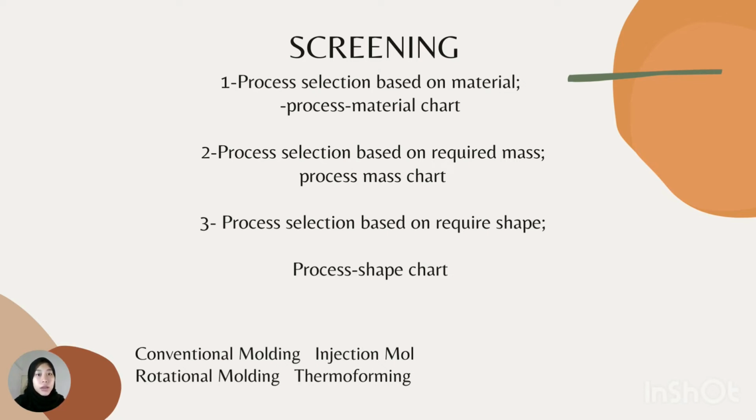To establish the screening process, we do the process selection based on 3 different charts: the first one is the process material chart, the second one is the process mass chart, and the third one is the process shape chart. After the screening process, we found 8 processes suitable for the syringe barrels, which are conventional molding, injection molding, blow molding, compression molding, rotational molding, thermoforming, polymer casting, and lastly resin transfer molding.